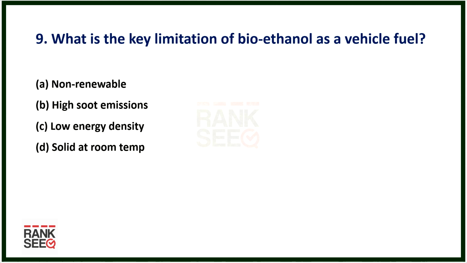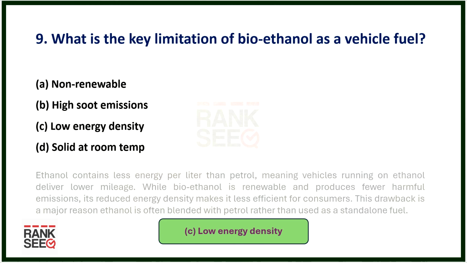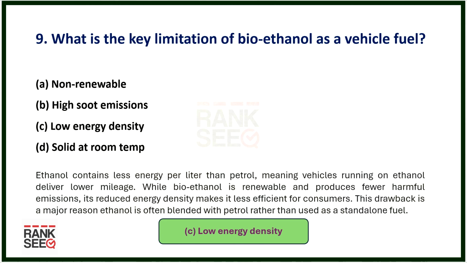Solid at room temp. Correct answer. C. Low energy density. Explanation. Ethanol contains less energy per liter than petrol, meaning vehicles running on ethanol deliver lower mileage. While bioethanol is renewable and produces fewer harmful emissions, its reduced energy density makes it less efficient for consumers. This drawback is a major reason ethanol is often blended with petrol rather than used as a standalone fuel.